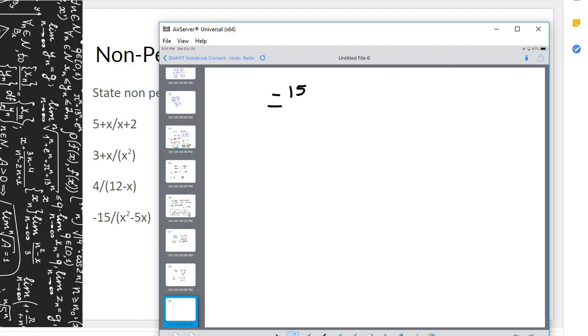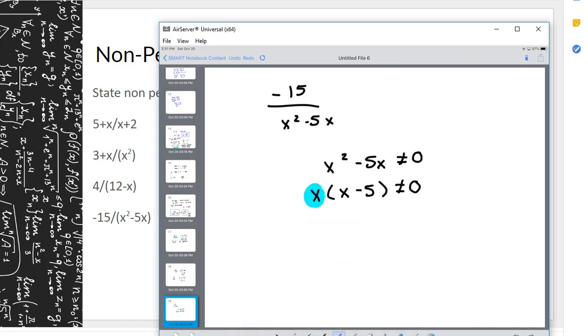Finally, negative 15 over x squared minus 5x. This is a tough one. X squared minus 5x cannot equal 0. In this case, we'd have to take x out, so x times x minus 5 cannot equal 0. And this is a bit tougher. So realize that we have two factors here. We have a blue factor and a pink factor. If the blue factor equaled 0, no matter what the pink factor would equal, our equation would still equal 0. So if the pink factor was 4 and x was 0, 0 times 4 is 0.